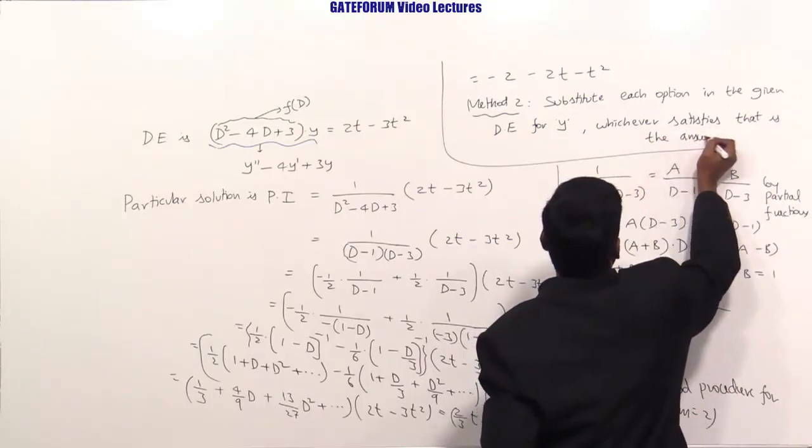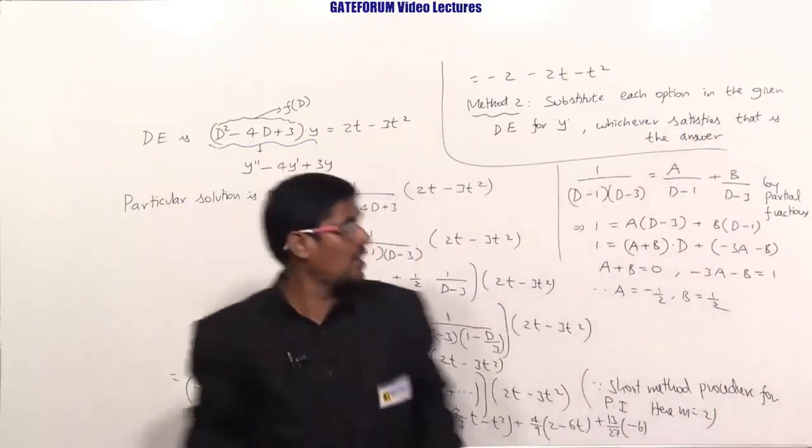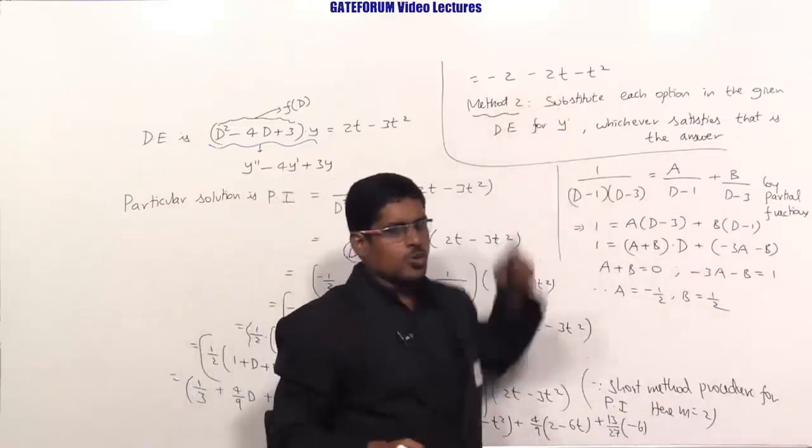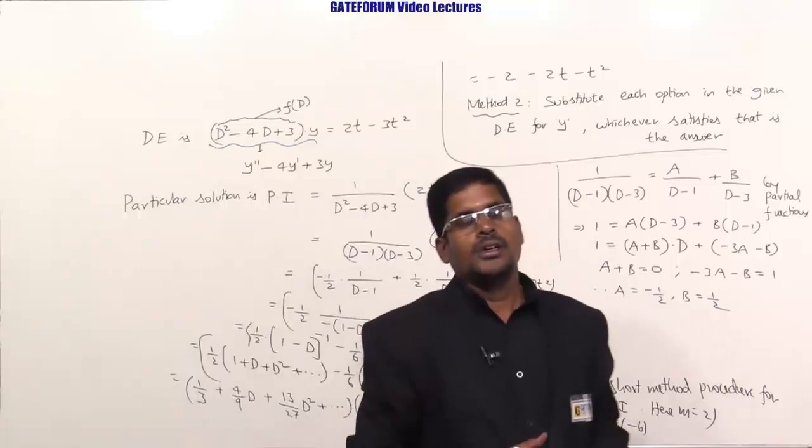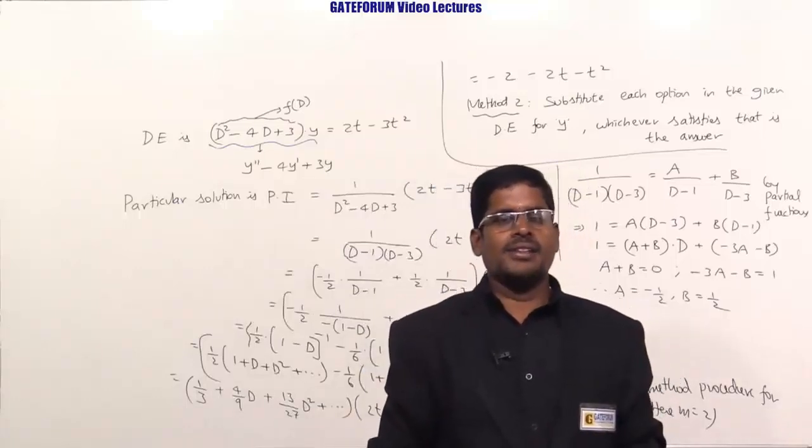So finally the answer is minus 2 minus 2t minus t square. Accordingly, the option is A. This is the end of the question.